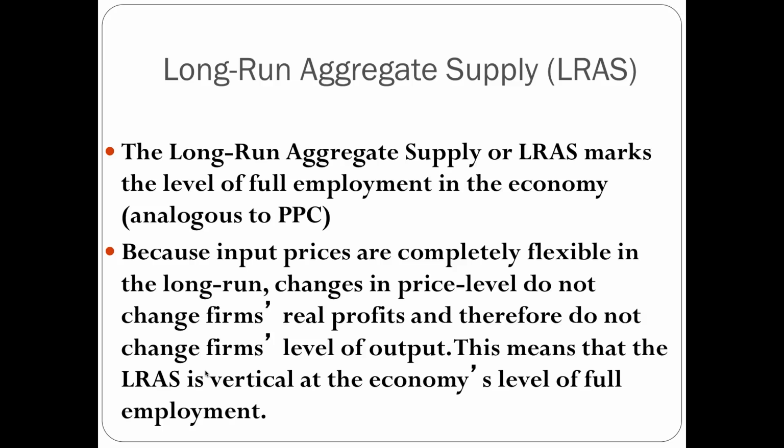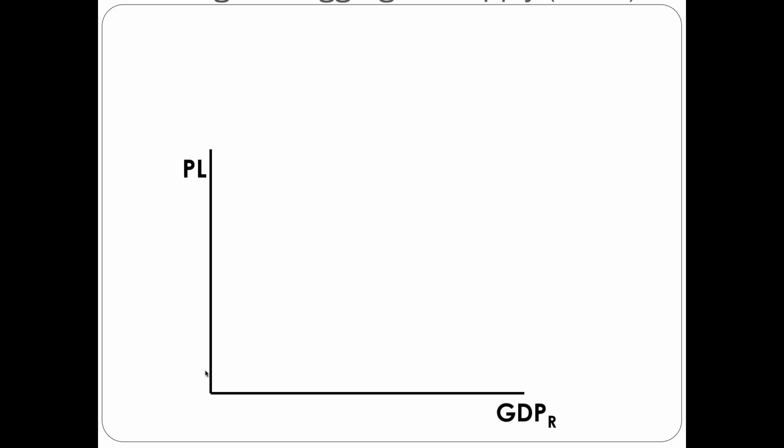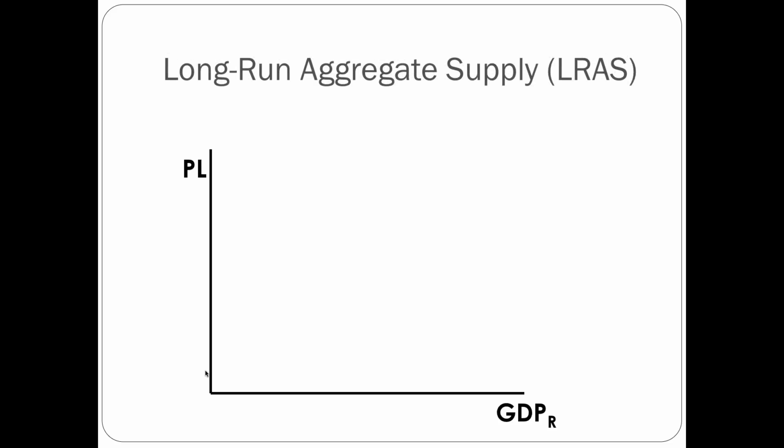So let's look at the long run aggregate supply curve graphically. On our y-axis, we're going to have price level. On our x-axis, we're going to have real GDP. We're going to have a vertical LRAS curve that is above the symbol YF. Y stands for output, YF stands for full employment output.